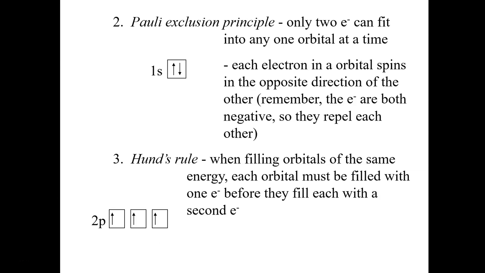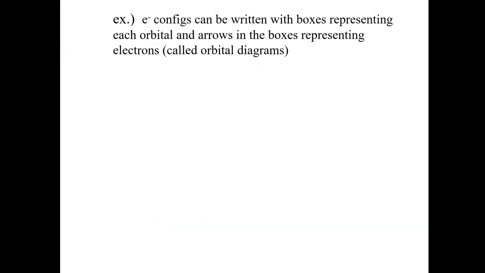Okay? So these diagrams here where we have boxes and arrows, these are called orbital diagrams. So that's what we're going to start with. We're going to start with writing out orbital diagrams because I want you to get used to how to do this. So let's do a couple of examples.